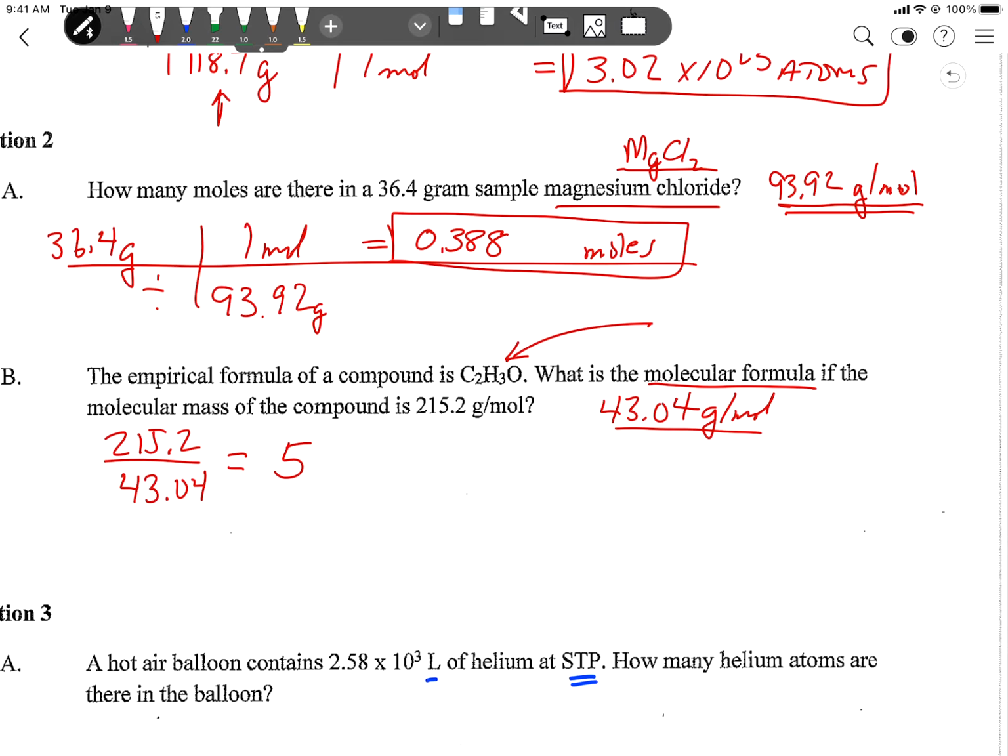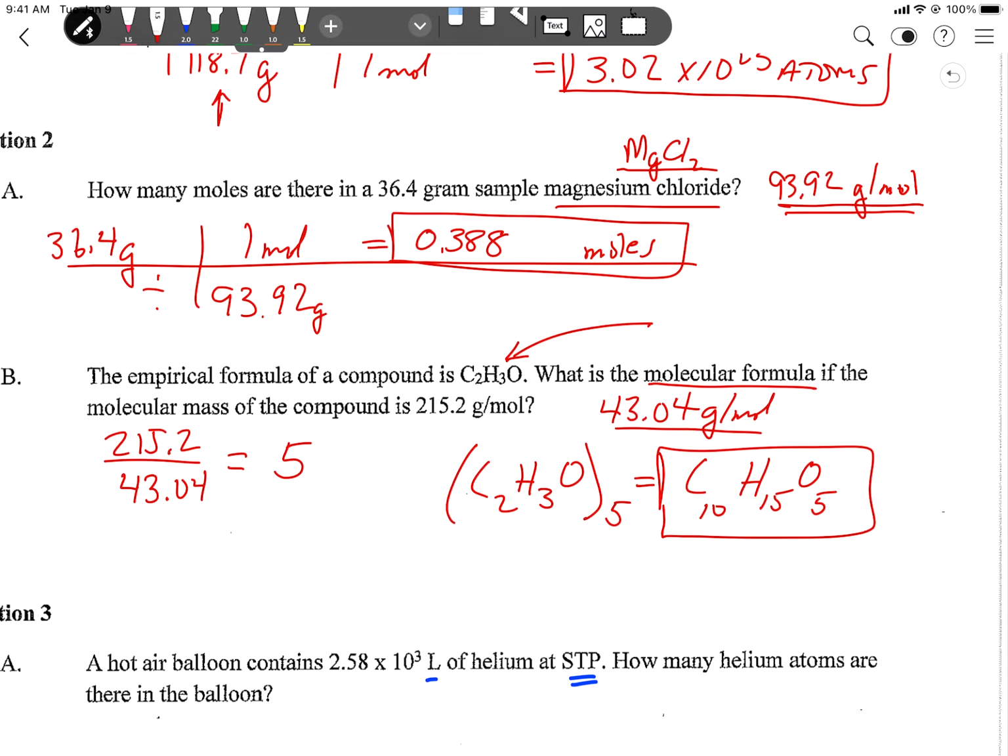So we take that and set up the last step of the problem, which is to take our empirical formula, put it in parentheses, and put that 5 on the outside. That says to multiply everything inside the parentheses by 5. So C is going to be C10, hydrogen is going to be H15, and oxygen is going to be O5, and that's your molecular formula for the problem.